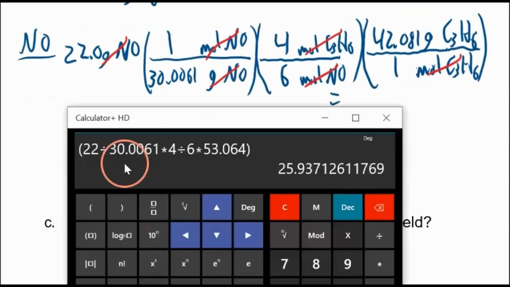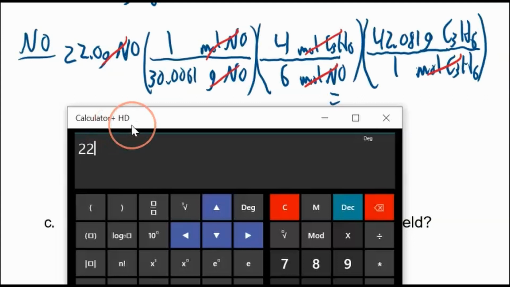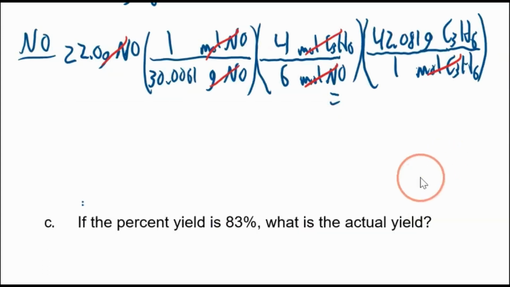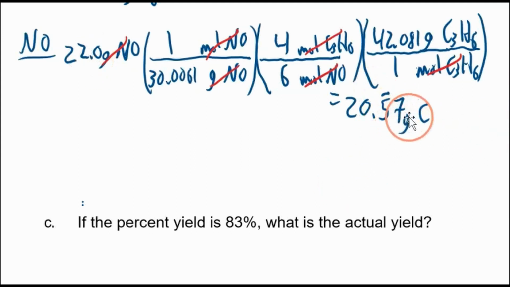Alrighty, we'll plug that into our calculator. 22 divided by 30.0061 times 4 divided by 6 times 42.081 gives us 20.57 grams. We actually only have 3 sig figs here, right? So we're only significant to 3 sig figs here. And make sure you write the units and what the compound is. That's very important, so you don't get confused.